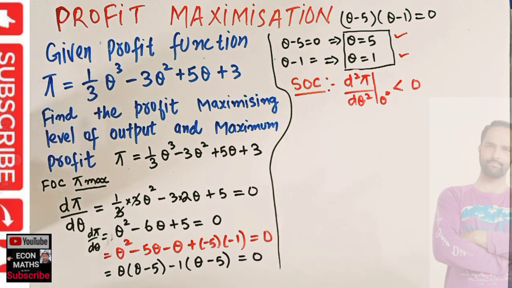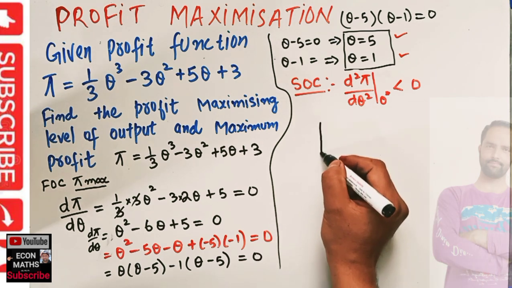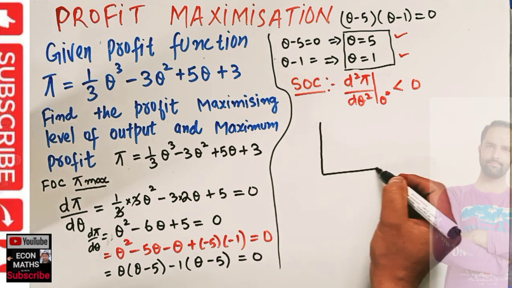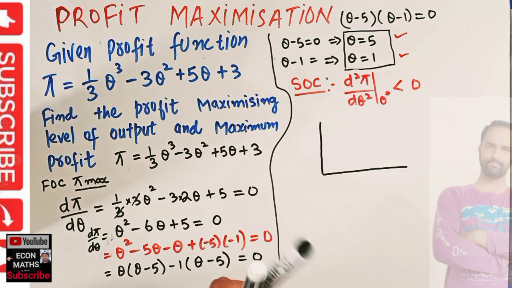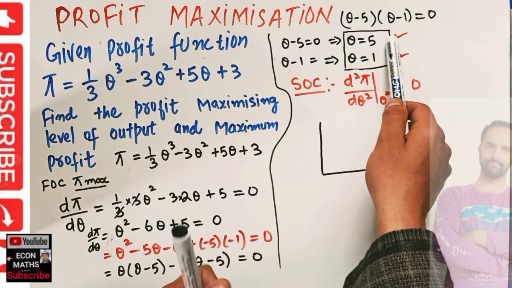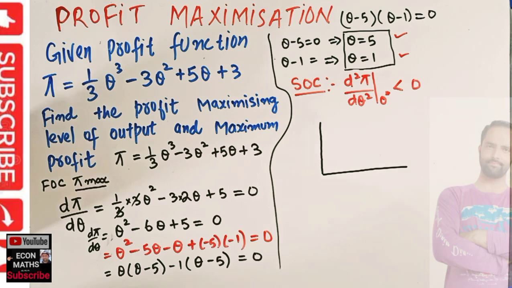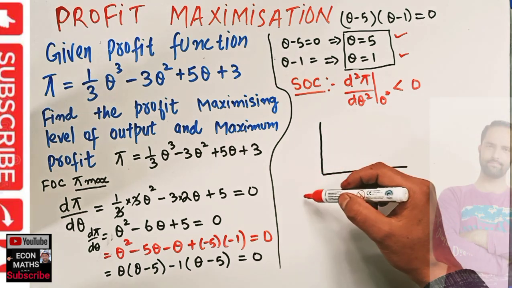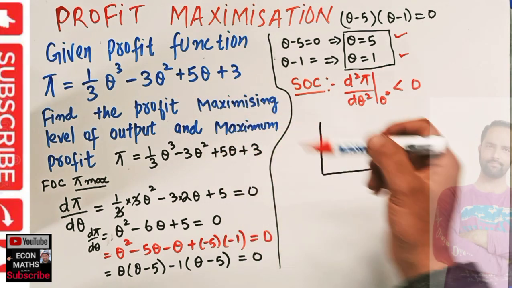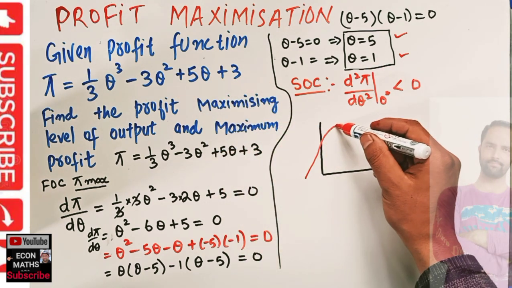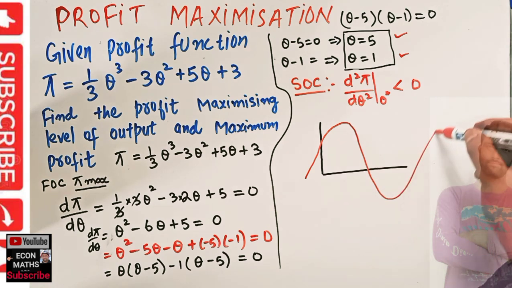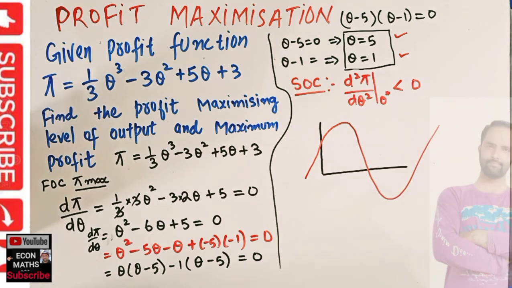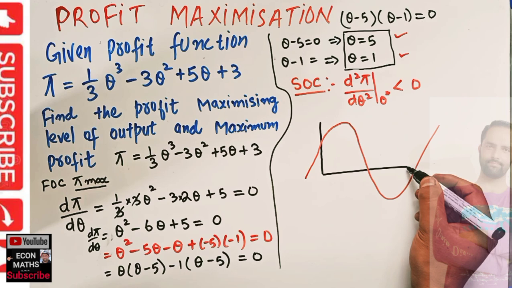That will make more sense here. If I draw the graph, we got two values for output, q is equal to 5 and q is equal to 1. If I draw the profit function, it will look like this. The intercept will be 3 here, so it is something like this. We will get this kind of profit function.